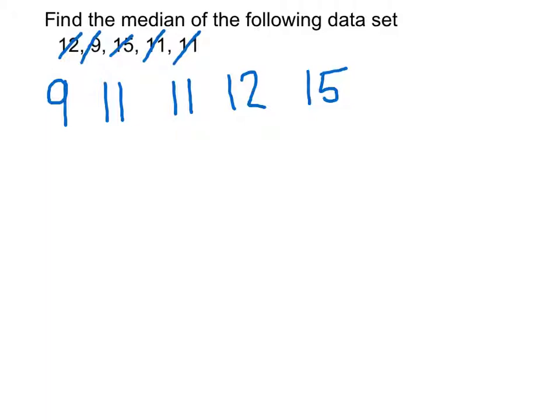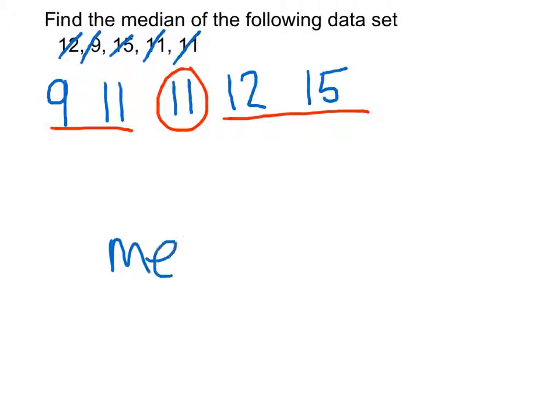The next thing we need to do is to figure out which one is the middle value. So in this case, the middle value is this 11 because it has 2 on this side and 2 on that side. So for this question, the median is just 11.